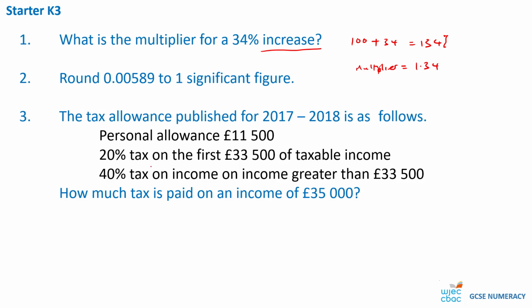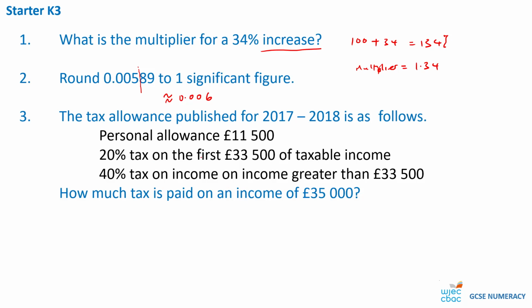Question 2, round 0.00589 to one significant figure. So the first non-zero term is 5, so we put our line here. Does the 8 affect the 5? Yes, it does. So that's going to be approximately equal to 0.006. So we're looking for the first non-zero term when we've got a decimal.